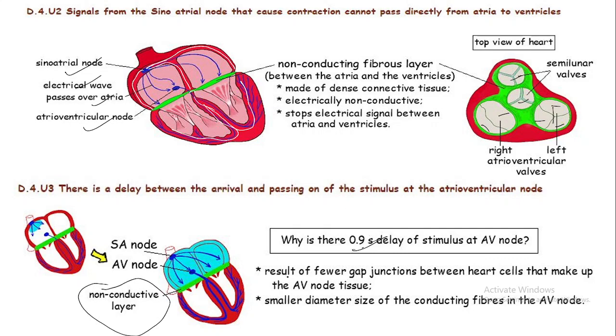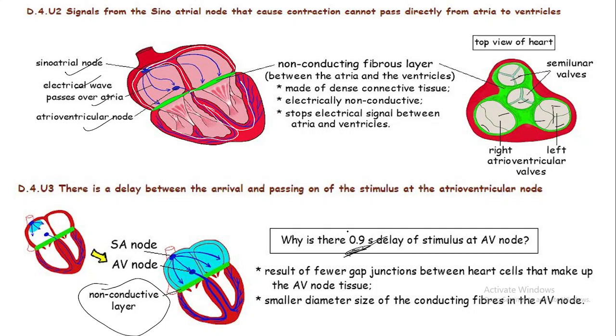As a result of few gap junctions between the heart cells that make up the AV node tissue, and the smaller diameter of conducting fibers in the AV node, these are the reasons why there is a delay of 0.9 seconds in the passing of the stimulus at the AV node.